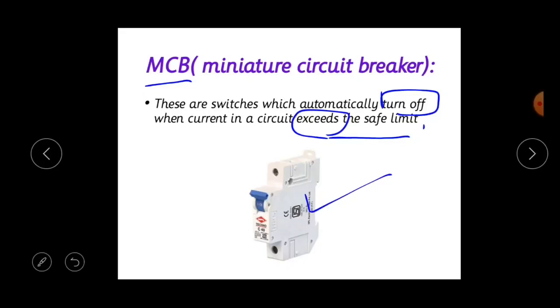Are you getting? Okay, so it automatically turns off in case of overloading or a short circuit and protects the circuit. An MCB is a better alternative to a fuse since it does not require replacement. You need not replace it. When the electricity exceeds its limit, it will turn off automatically. So this is called the MCB, miniature circuit breaker. Understood, children?